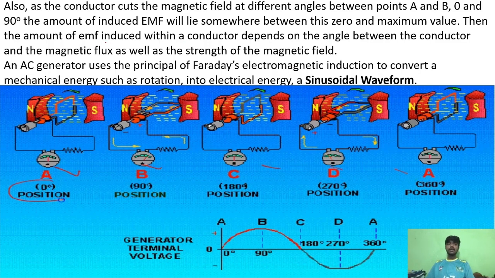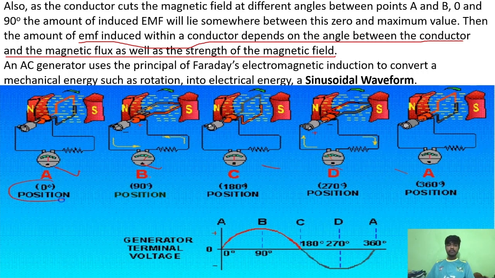So the induced EMF, the amount of induced current, depends on the angle between the conductor and the magnetic flux, as well as the strength of the magnetic field. An AC generator uses the principle of Faraday's electromagnetic induction to convert mechanical energy, such as rotation, into electrical energy, a sinusoidal waveform. Here we can see at A, the wire loop is in vertical position.